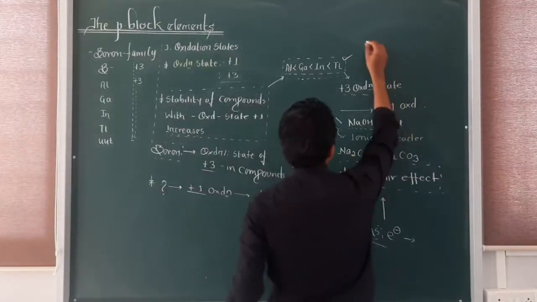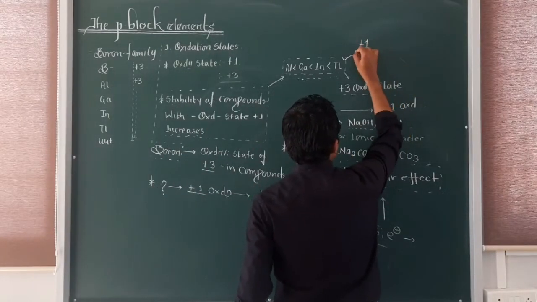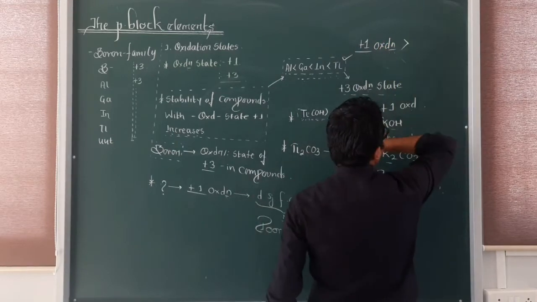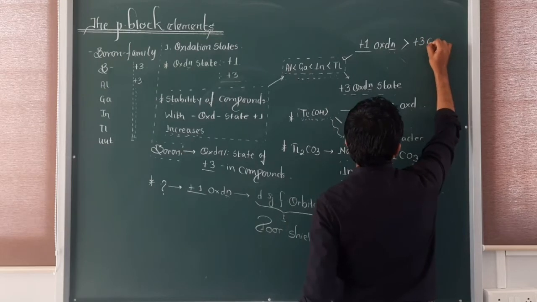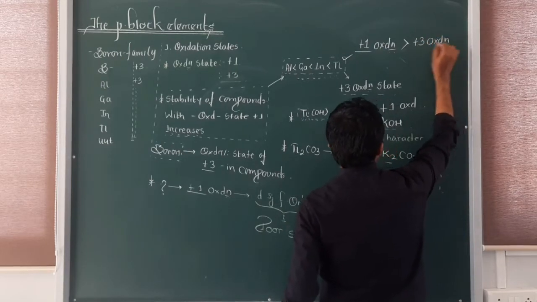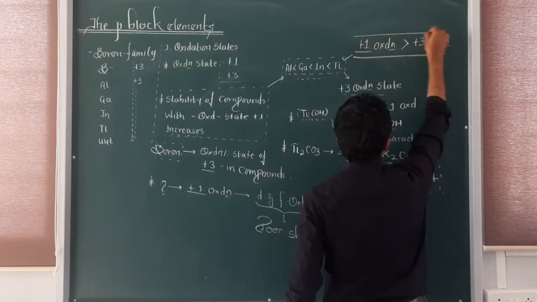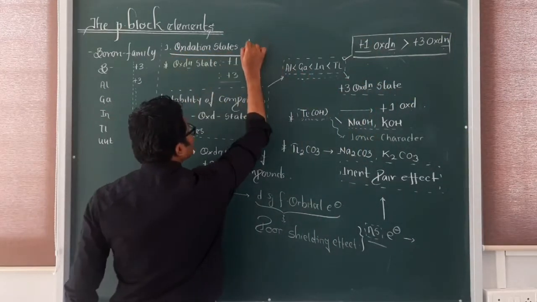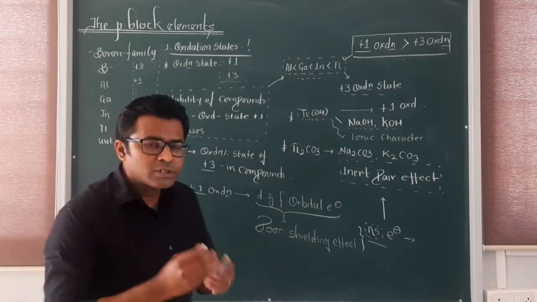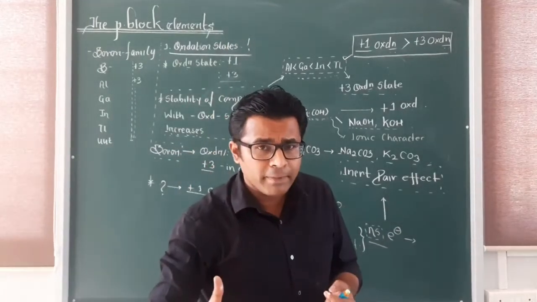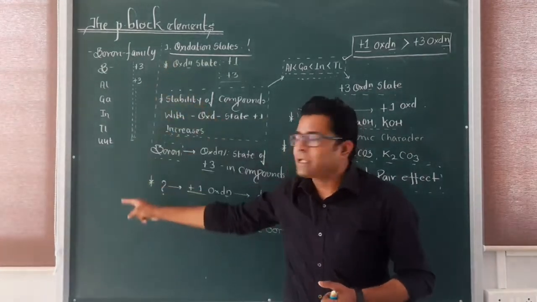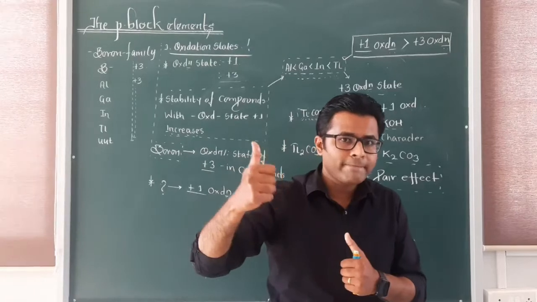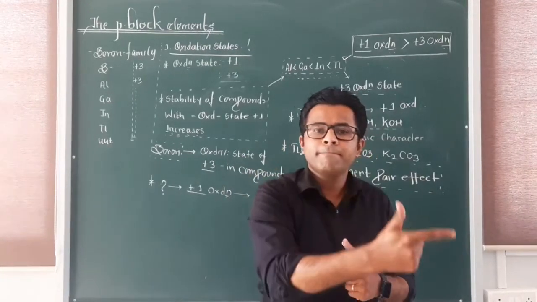Okay, remember always, +1 oxidation state is always more prominent than +3 oxidation state. So this is one of the most important criteria that we have to remember under the oxidation states. First, all of these elements have a tendency to exhibit two types of oxidation states. One, +1, second one, +3.